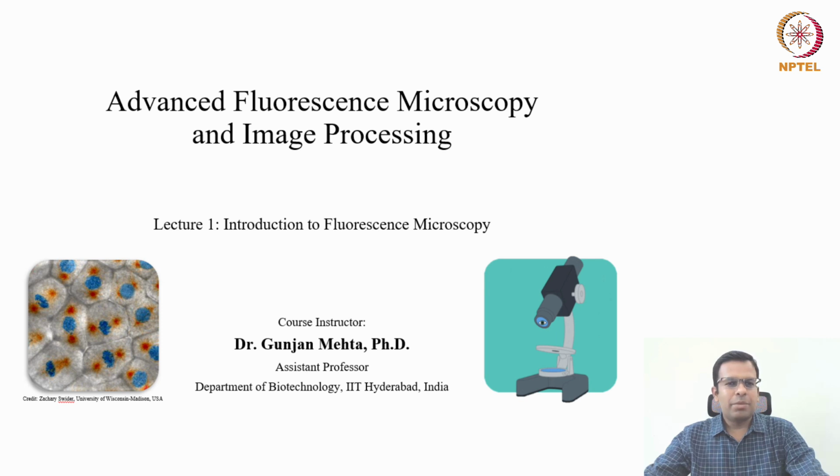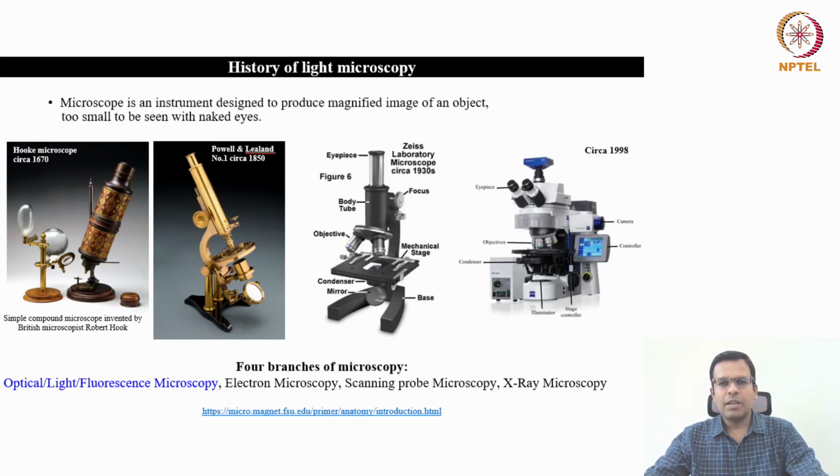So let us begin with a brief history of microscopy, and before going into the history, let me define what a microscope is. A microscope is an instrument designed to produce a magnified image of an object that is too small to be seen with the naked eye. The very first microscope was developed by the British microscopist Robert Hooke, and that looked like this.